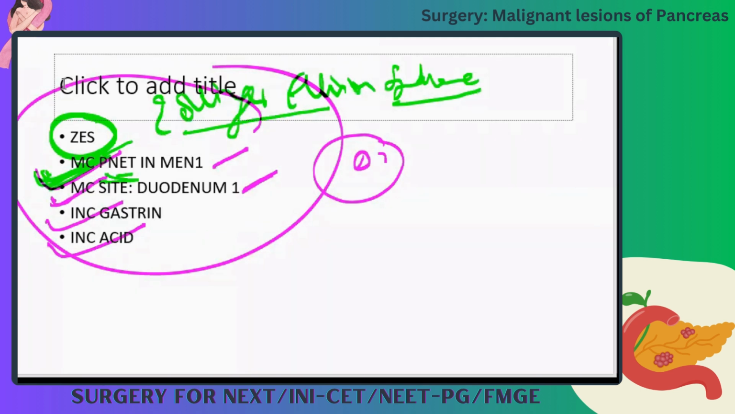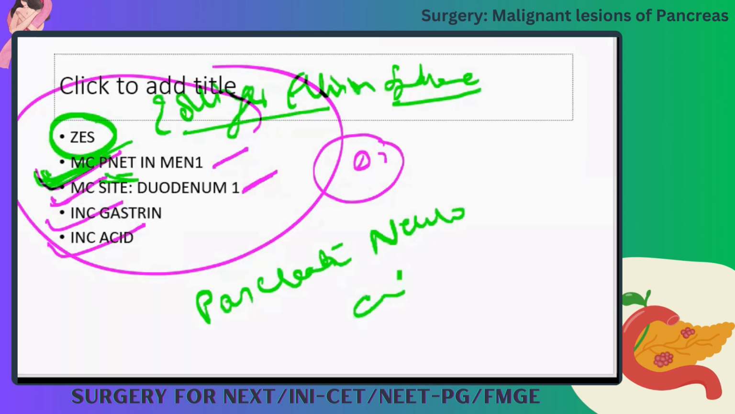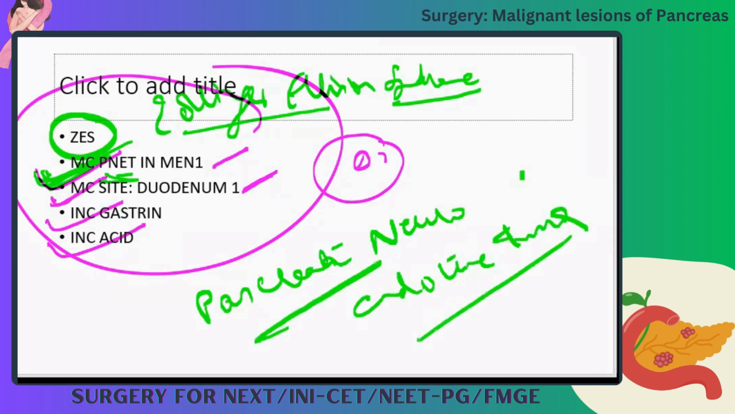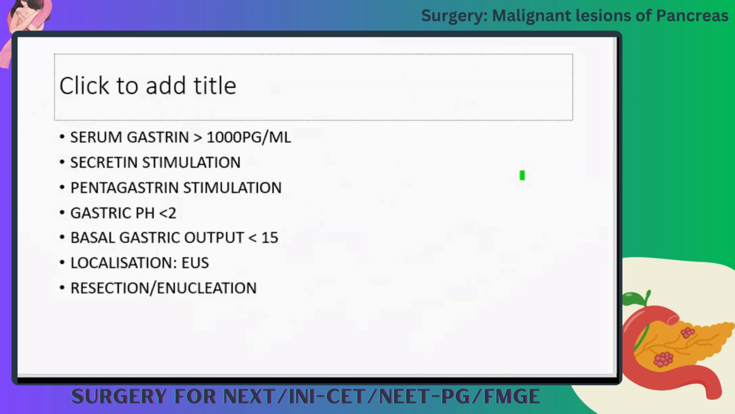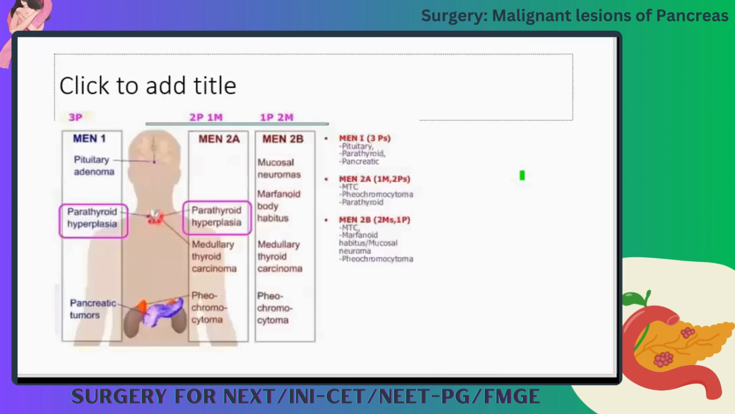What is PNET? PNET is pancreatic neuroendocrine tumor. These are all various tests to do it. I'll give it in the notes.